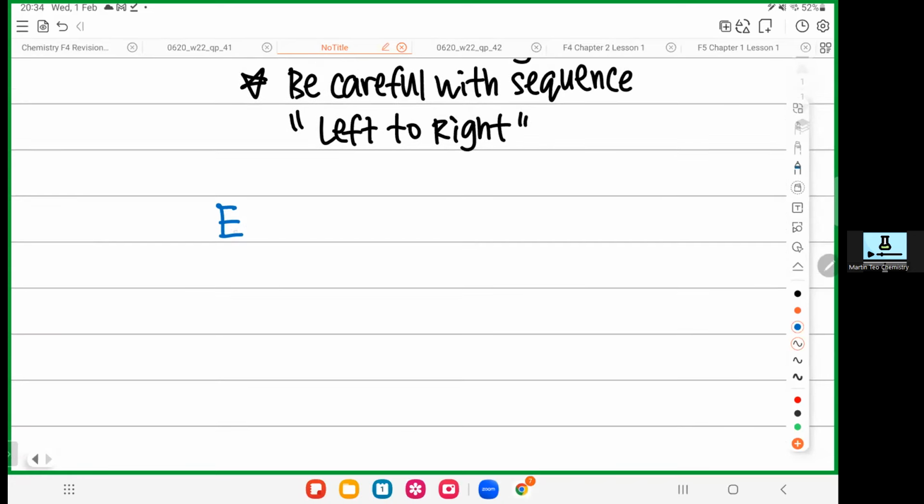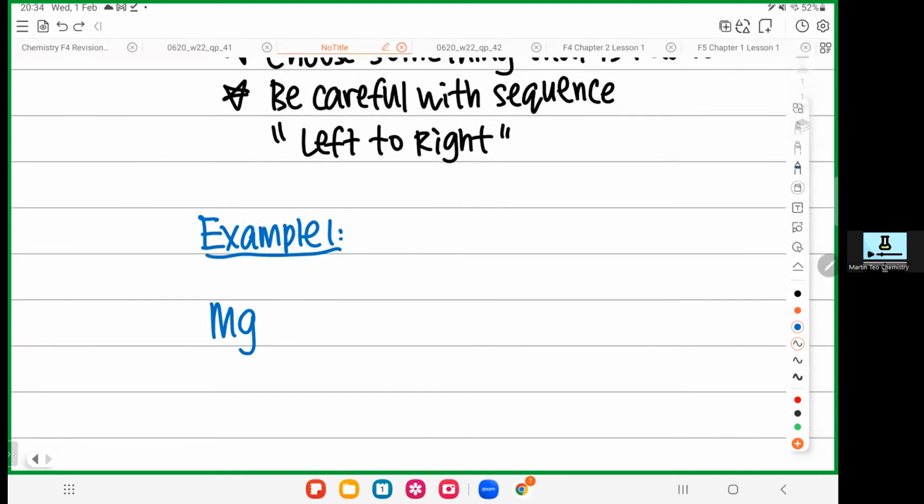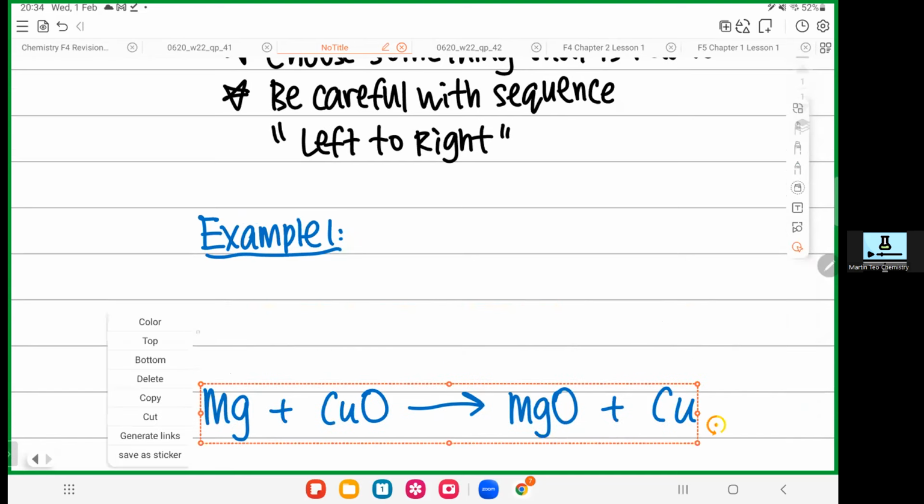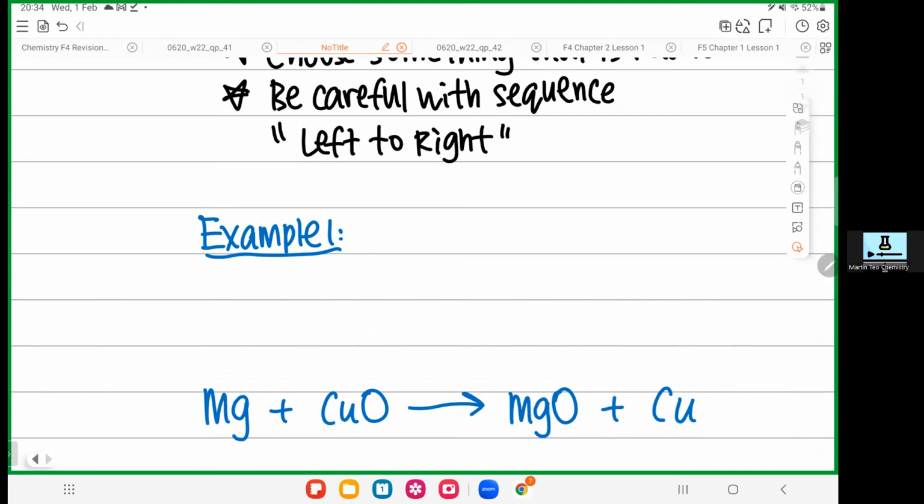So the first example, let me teach you this. We have something like this: this is magnesium, and this is copper oxide. This is magnesium oxide, and this is copper. So how are we going to use the oxygen method to do this question? First of all, look at the steps.